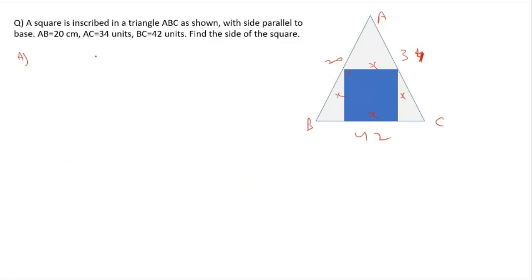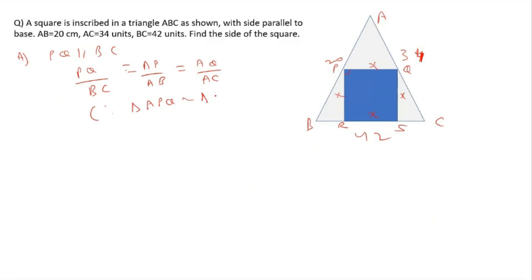Right, so I can immediately say that if this square is PQRS, PQ is parallel to BC. So PQ by BC will be the same as AP by AB, which will be the same as AQ by AC. Why? Because triangle APQ is similar to triangle ABC.